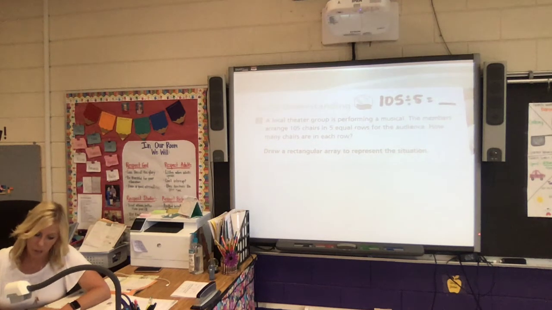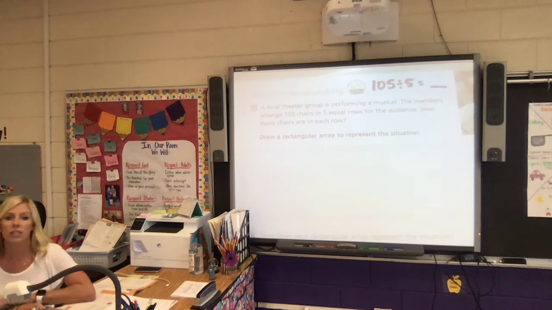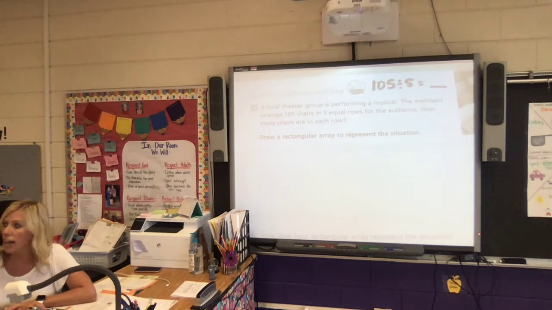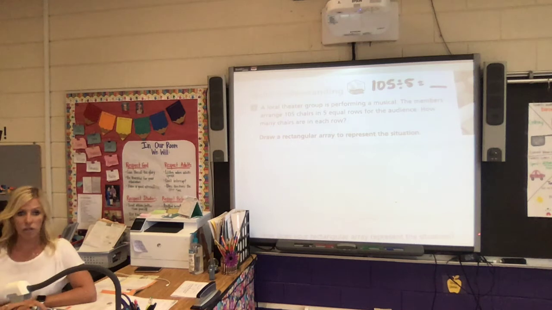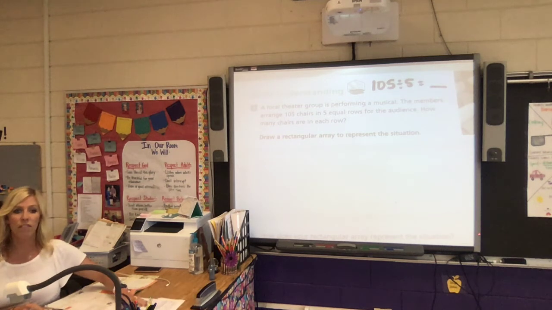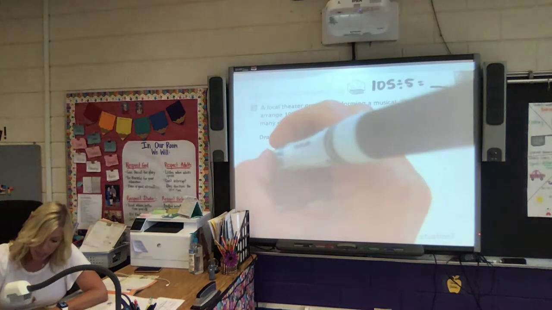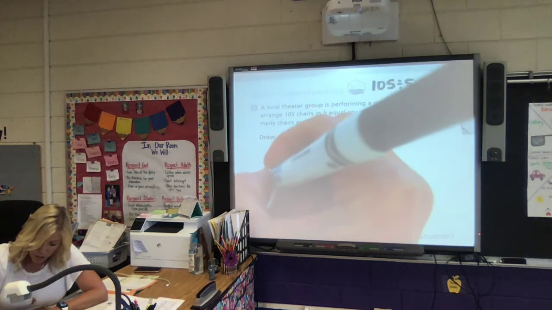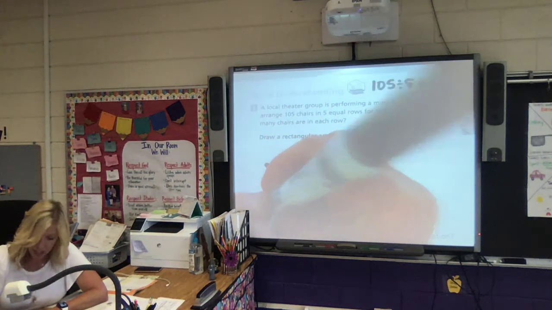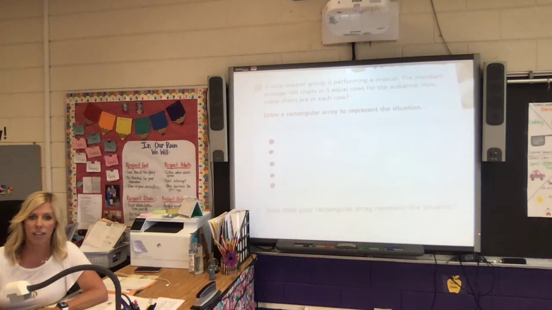If we're going to draw a rectangular array to represent this, the thing I like to keep in mind is, first of all, how many groups are we dividing this into, or what is the divisor? The divisor here is 5. So one way I like to do it is just make my 5 groups. I'm going to make my groups in a row like that so I can see them neatly.